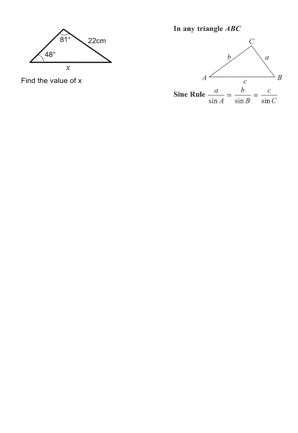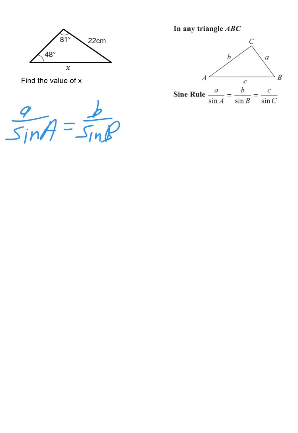So in this question, we have to find the value of x. And we can see we have a matching pair with the 48 degrees and the 22 being opposite each other. And then x is opposite 81. Okay, so let's start off by just writing the sine rule. a over sine A is equal to b over sine B.